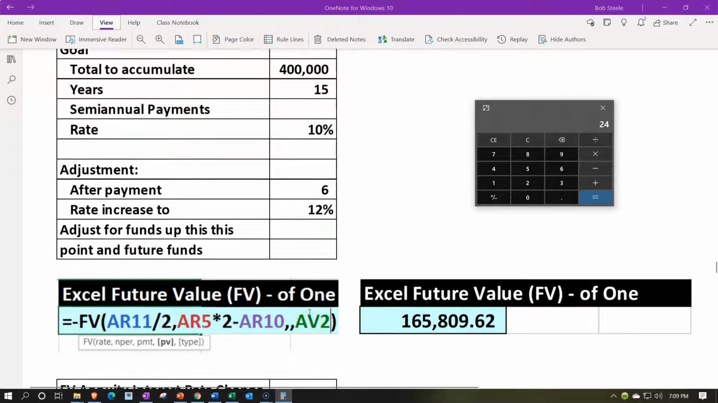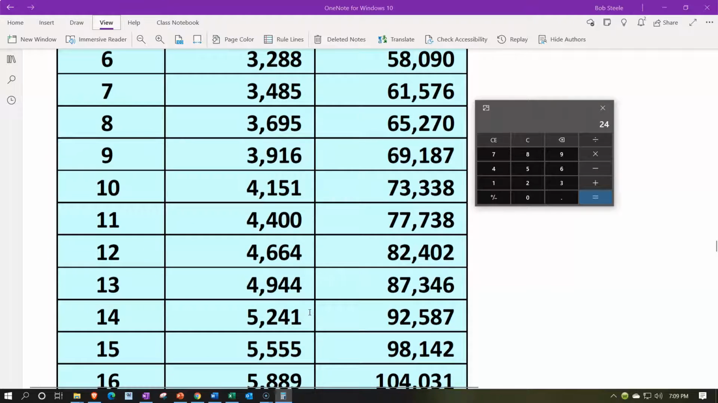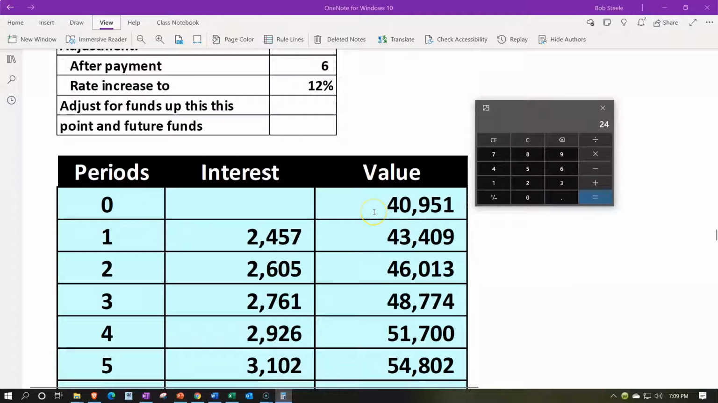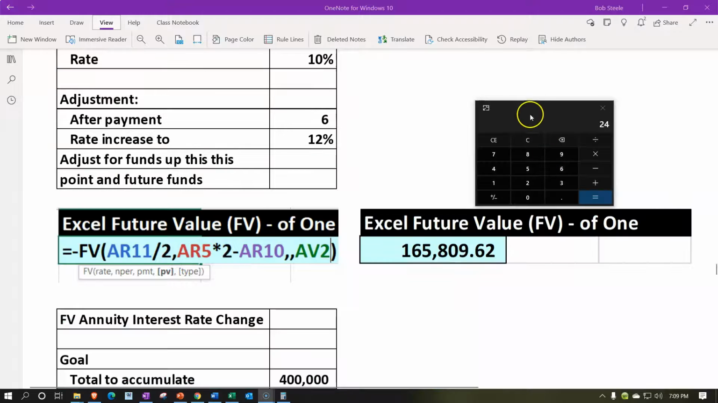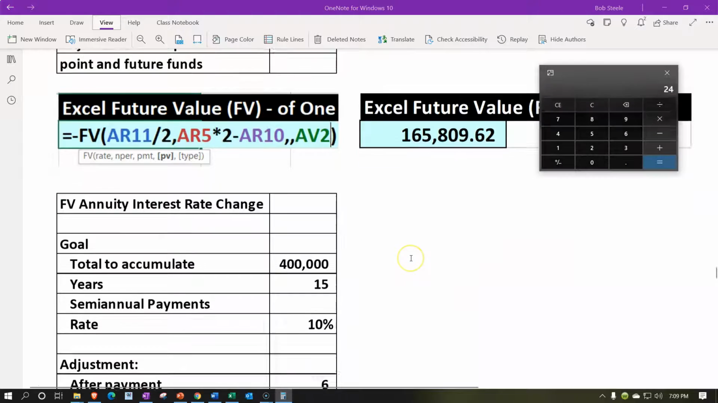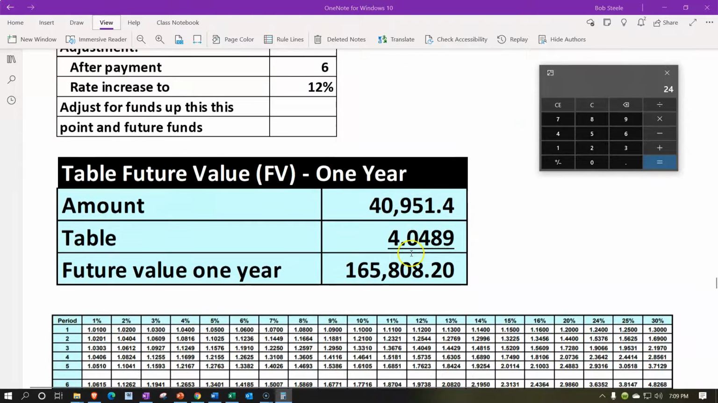And then the present value, which is the point we got to last time, 40,951 about. That once again gets us to the 165,809.62. Let's do it with the tables now.